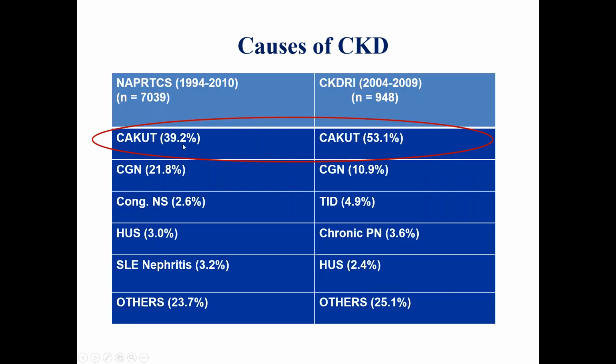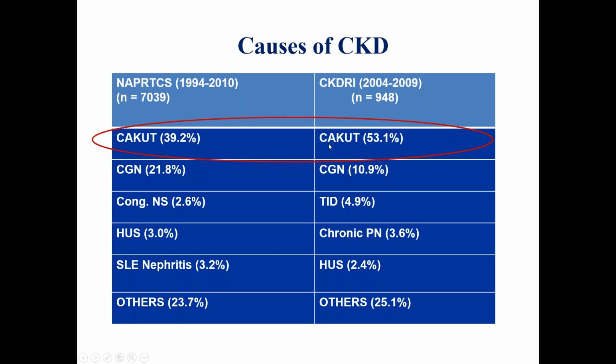Now, if you look at the causes of chronic kidney disease, if you look at the data across the American registry, and you also look at the data from the Pediatric Chronic Kidney Disease Registry of India, the commonest cause of kidney disease or chronic kidney disease is structural abnormalities of the kidney or congenital anomalies of kidney and urinary tract.